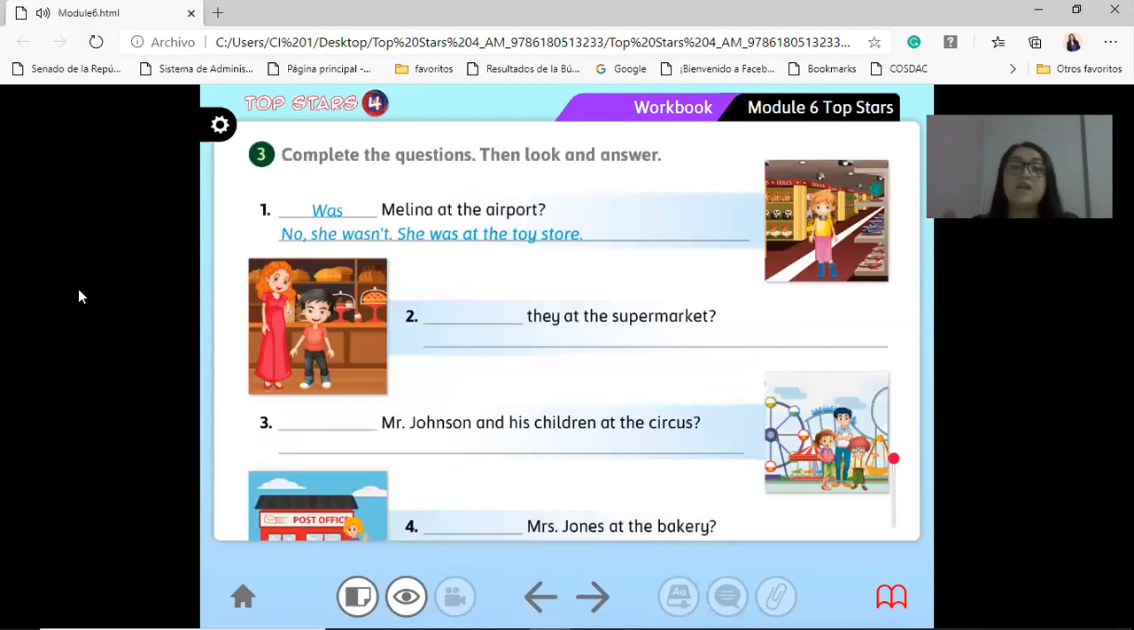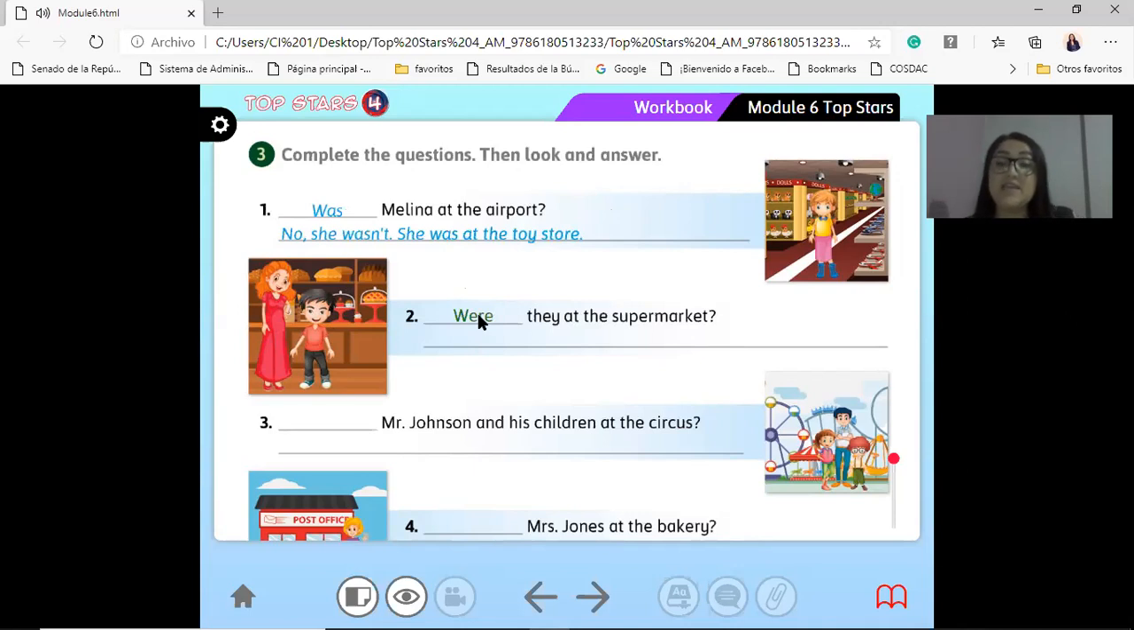Very good. Complete the questions, then look and answers. We have in here. Was Melina at the airport? No, she wasn't. She was at the toy store. ¿Estaba ella en el aeropuerto? No, estaba en la tienda de juguetes o en la juguetería. Very good. Number 2. Son dos personas, tenemos la palabra they, el pronombre ellos, tenemos que usar plural.